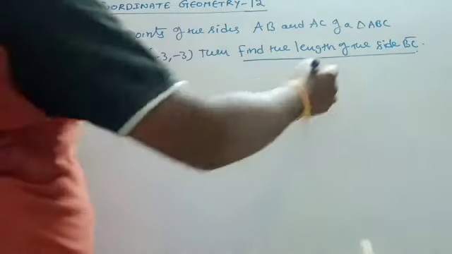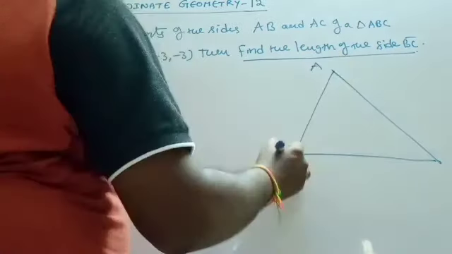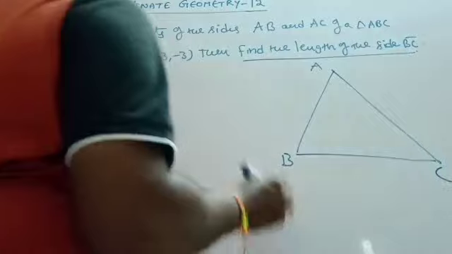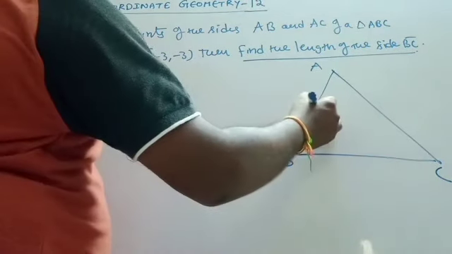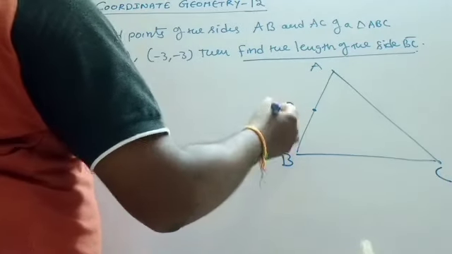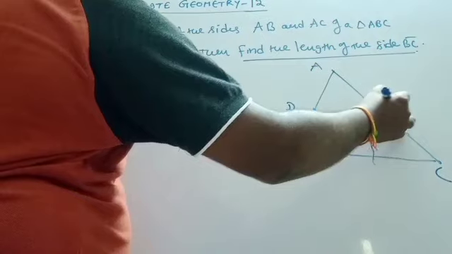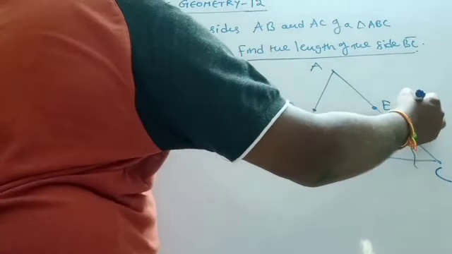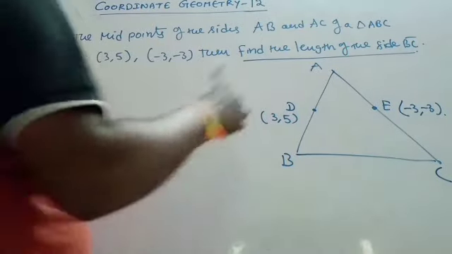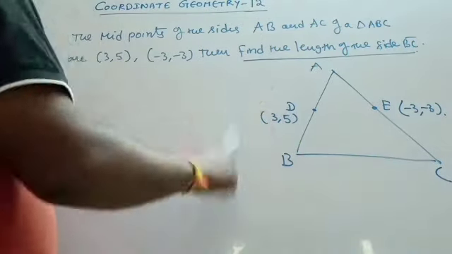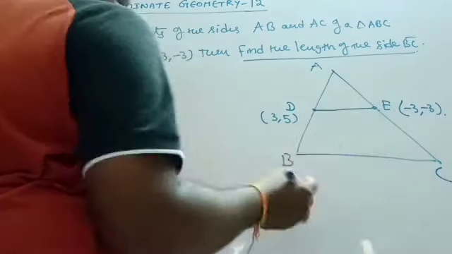Let us write the diagram here. This is what you have here, A, B, C. They have given the midpoint of the side AB; let us call this D, and it is given as (3, 5). And this is E, given as (minus 3, minus 3). They have given that this is the midpoint of AB and this is the midpoint of AC. Now write DE, and BC.